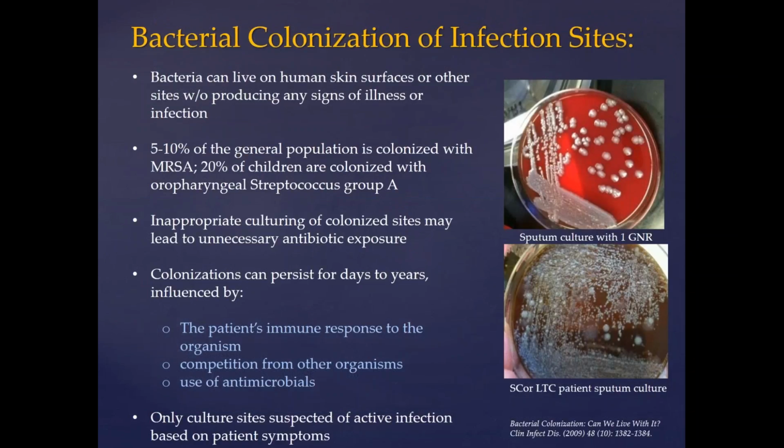Now we're going to talk about bacterial colonization. Bacteria can live on human skin surfaces and other sites without producing any signs or symptoms of infection. For example, 5 to 10% of the general population is colonized with MRSA, and 20% of kids are colonized with oropharyngeal strep group A. So if we cultured all the kids and treated every positive culture, we'd treat 20% of them unnecessarily because they wouldn't be infected.